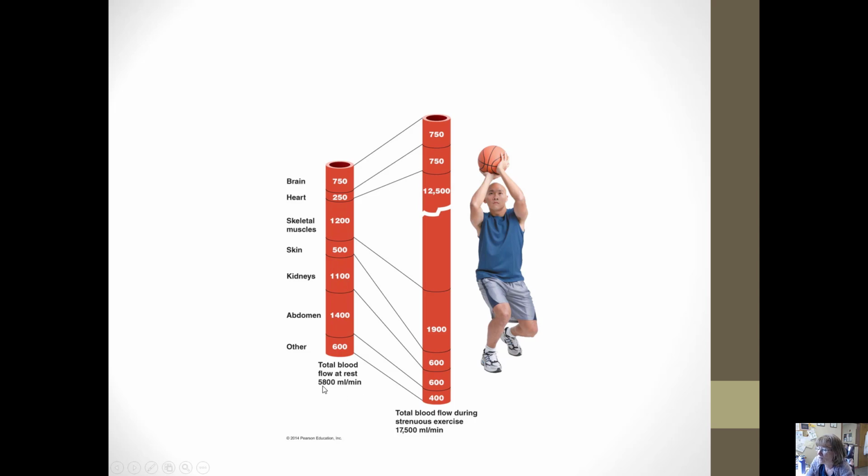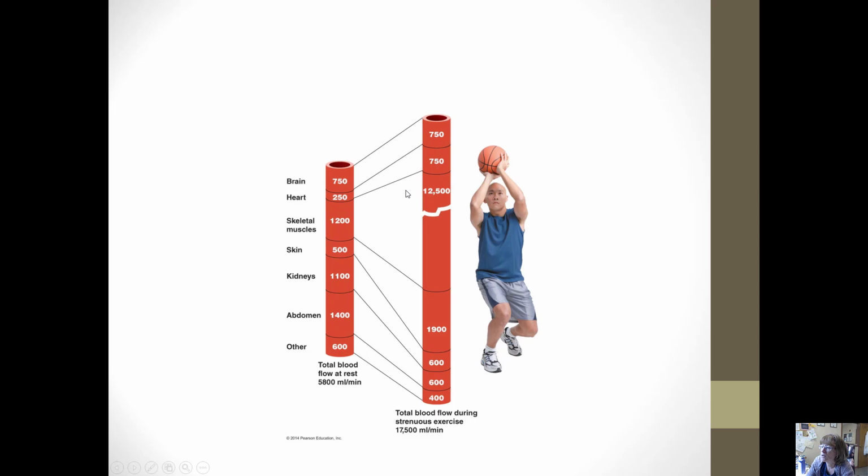This shows what our cardiac output is at rest. There it is, the amount of blood that we have. And then you can see that we can triple it just by doing some strenuous exercise. And so you can see things stay the same. The brain always has the same amount of blood. I don't care what you're doing, it's always going to take its share of the blood all the time.